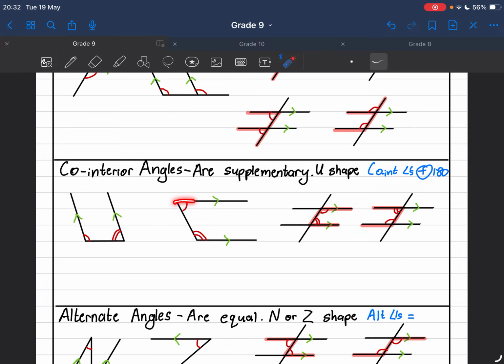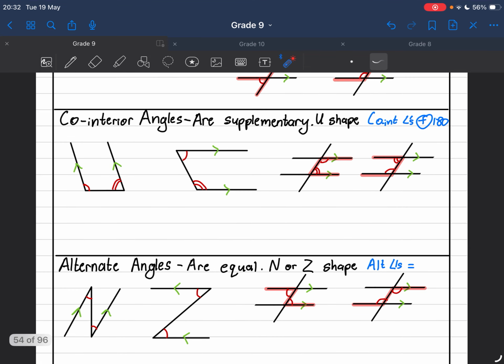Again, the U shape could have been sideways. Now looking at that same question from earlier, this question has two U shapes. It has one this way and one this way. So it could have been either one that is needed for the question.